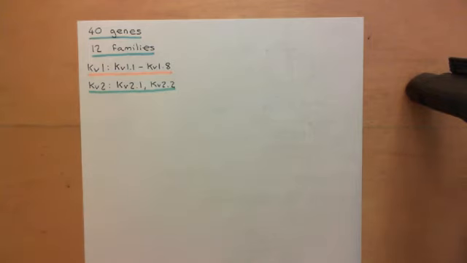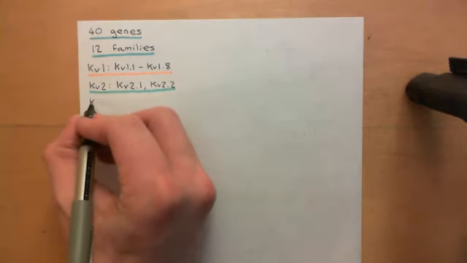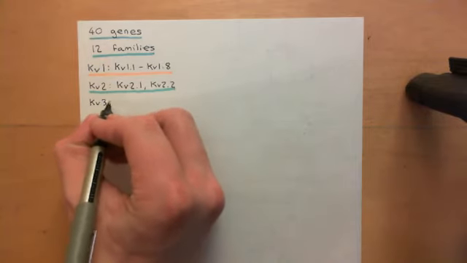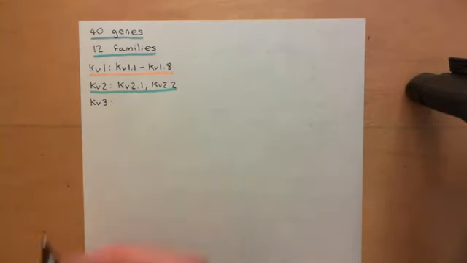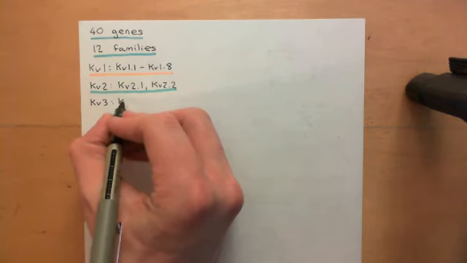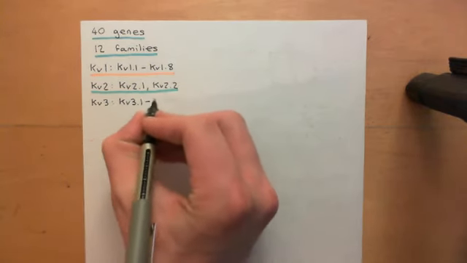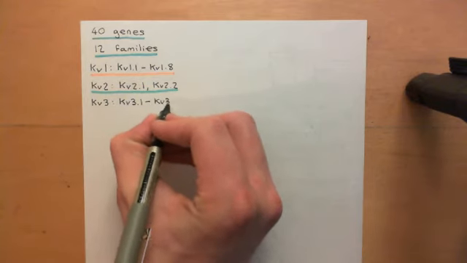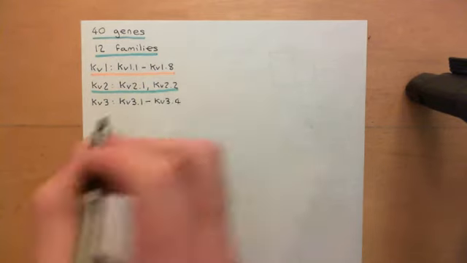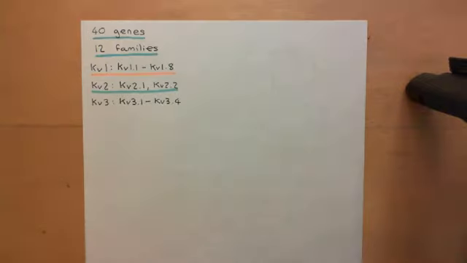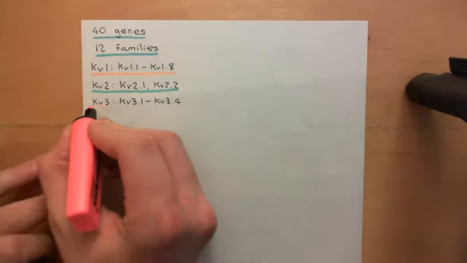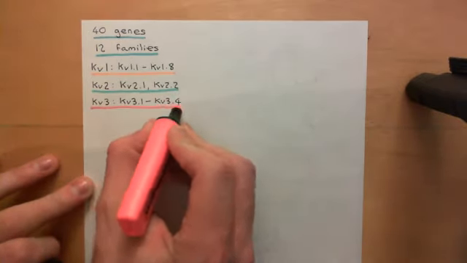Okay, so let's continue on with the families. Next up, of course, we'll go on to the KV3 family. The KV3 family contains 4 different members. So there is KV3.1, and that goes on all the way up to KV3.4. So we're now up to 14 different genes that we've covered. Another 26 to go.